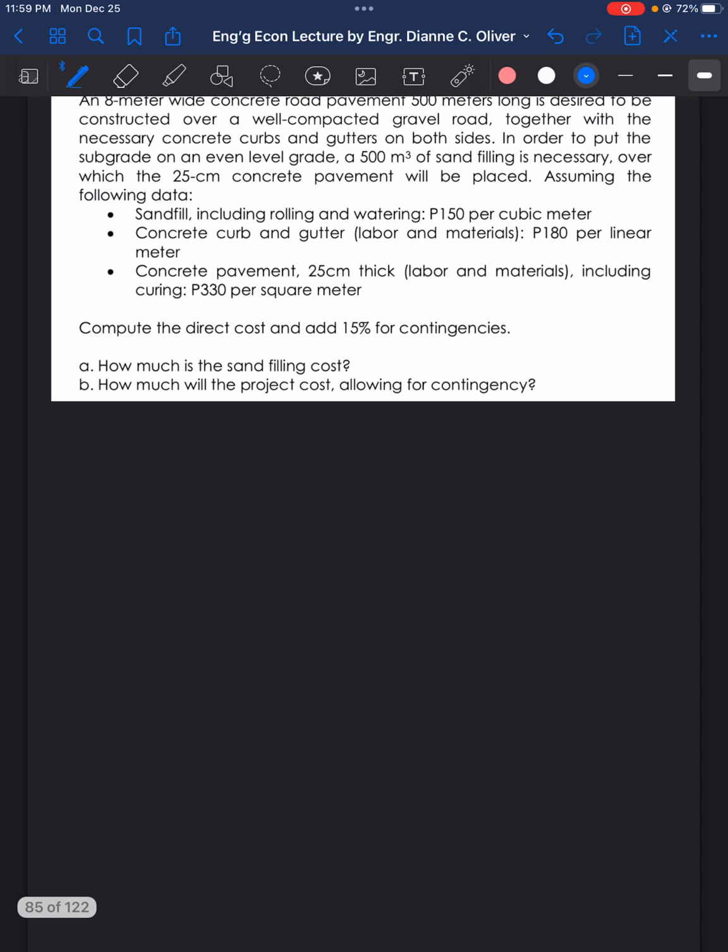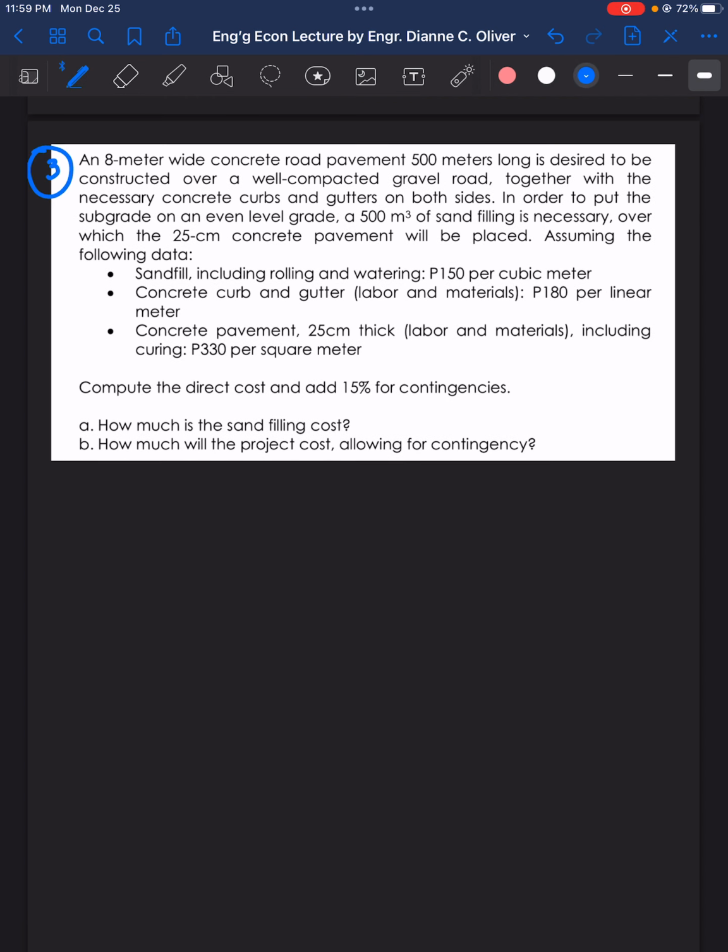Let's go to problem number 3. An 8-meter wide concrete road pavement, 500 meters long, is desired to be constructed over a well-compacted gravel road, together with the necessary concrete curbs and gutters on both sides. In order to put the subgrade on an even level grade, a 500 cubic meter of sand filling is necessary, over which the 25 centimeter concrete pavement will be placed.